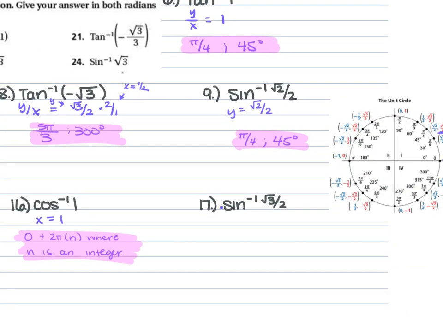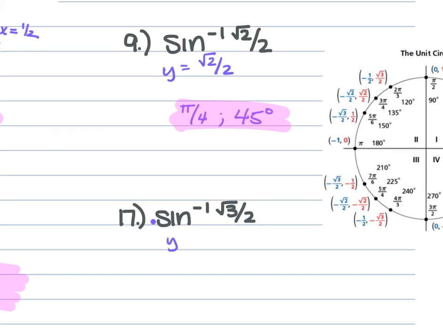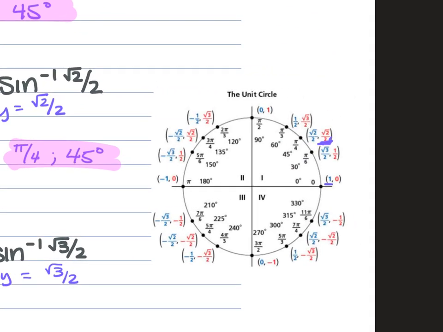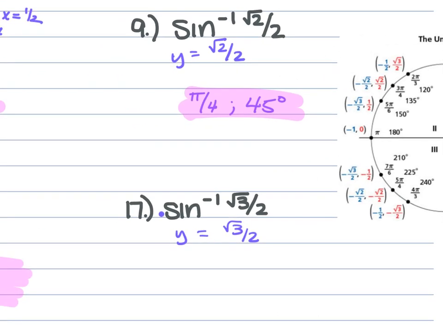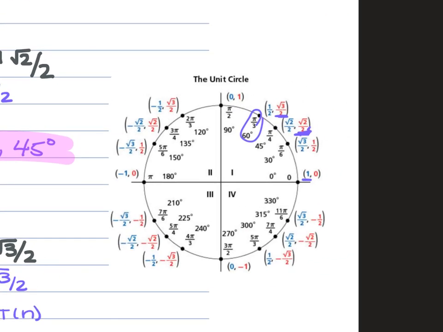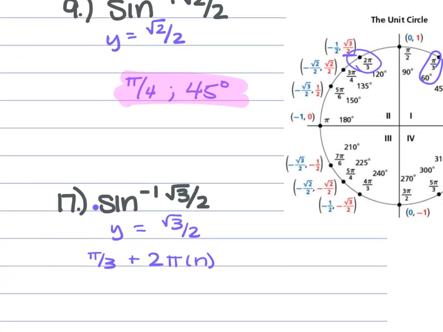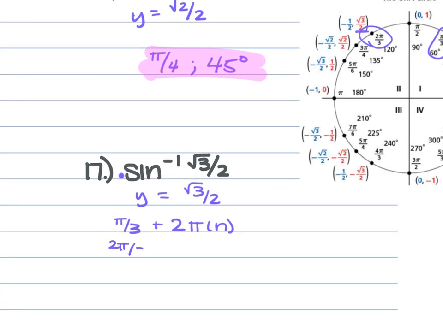For 17, we have sine to the negative 1 of the square root of 3 over 2. So where is your y the square root of 3 over 2? Look at your unit circle. Y is the square root of 3 over 2 at pi over 3. So keep the pi over 3, add the 2 pi times n. Where else is it the square root of 3 over 2, I'm sorry. The square root of 3 over 2 for y is also here at 2 pi over 3. So that we will add 2 pi times n to as well.